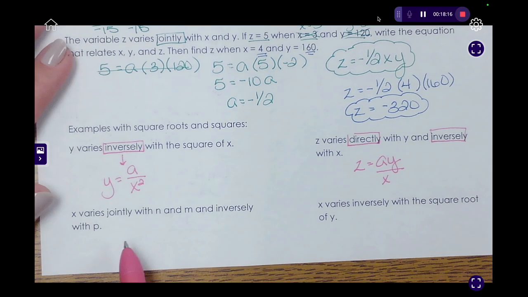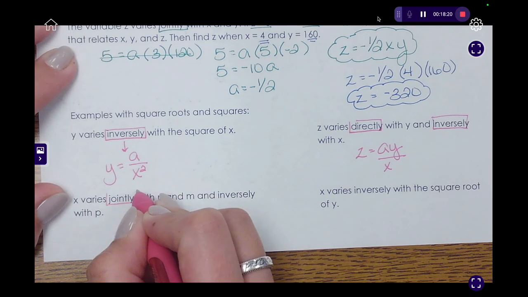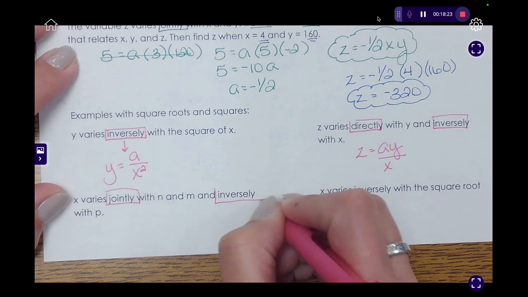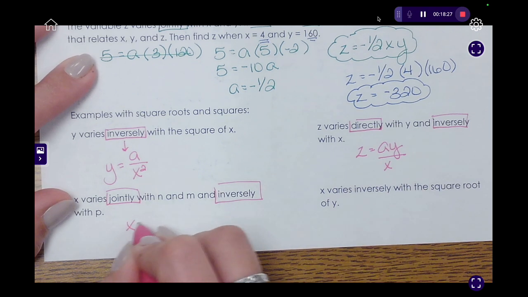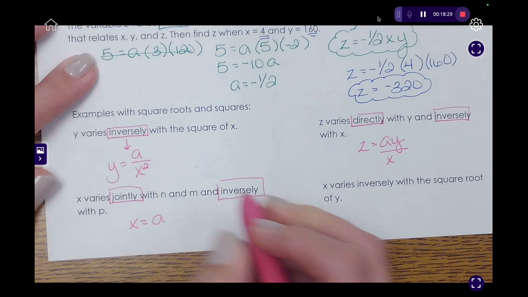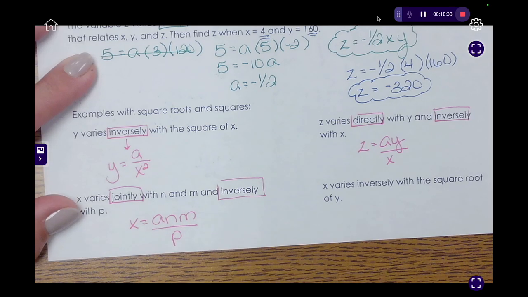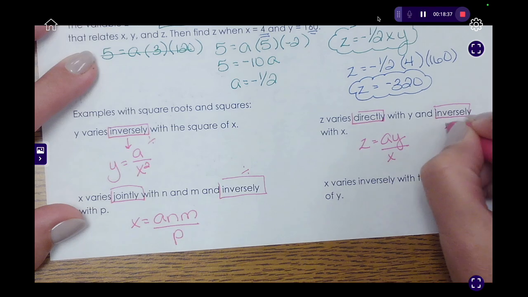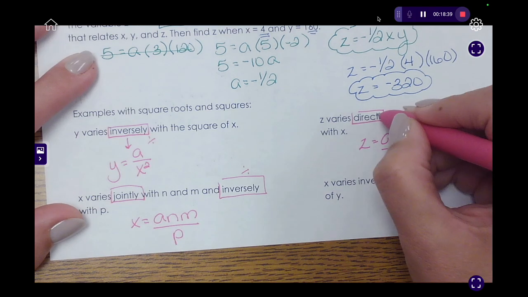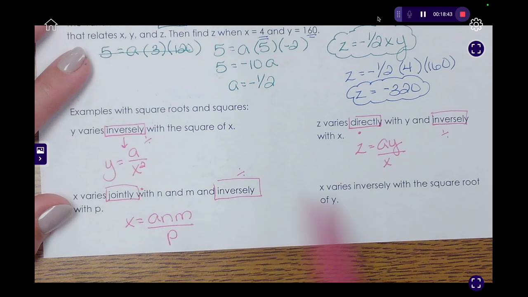Okay, so let's look at this one. x varies jointly with n and m. So again, keyword, jointly, and inversely with p. So right here, jointly means I'm going to be multiplying the n and the m. Inversely always means the division part. So anytime you see inversely, you know that's the part that's dividing. The direct variation should be multiplied by a, and the joint is being multiplied by a.